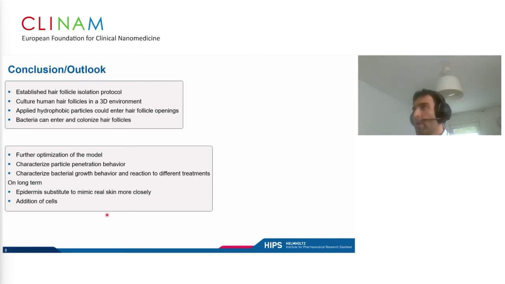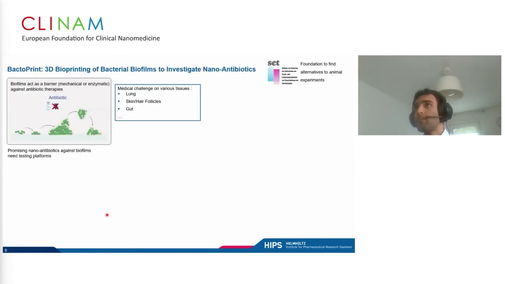And now I want to use the remaining time to talk shortly about another application of our 3D printing technology. Namely, we want to also 3D bioprint, as mentioned, bacterial biofilms, which we talked about in the previous part also. And as you know, these bacterial biofilms are a big problem. They can occur basically everywhere, on medical devices, on all kinds of tissues, lung, which is also a big focus in our research group, skin, hair follicles, gut, and many more, in all kinds of shapes and dimensions.